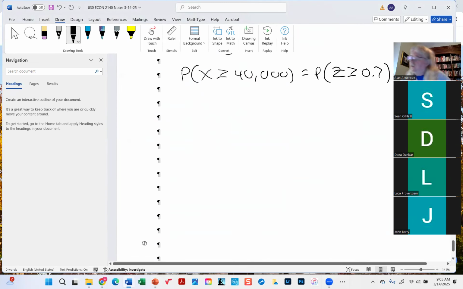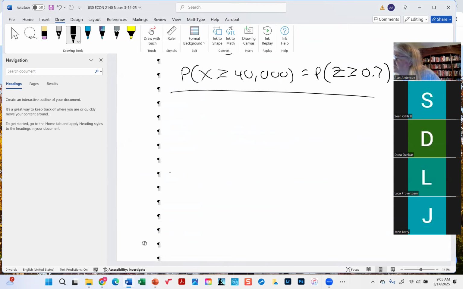What they're saying is, given this information, there's some number of miles such that the area in the right tail is 10%.